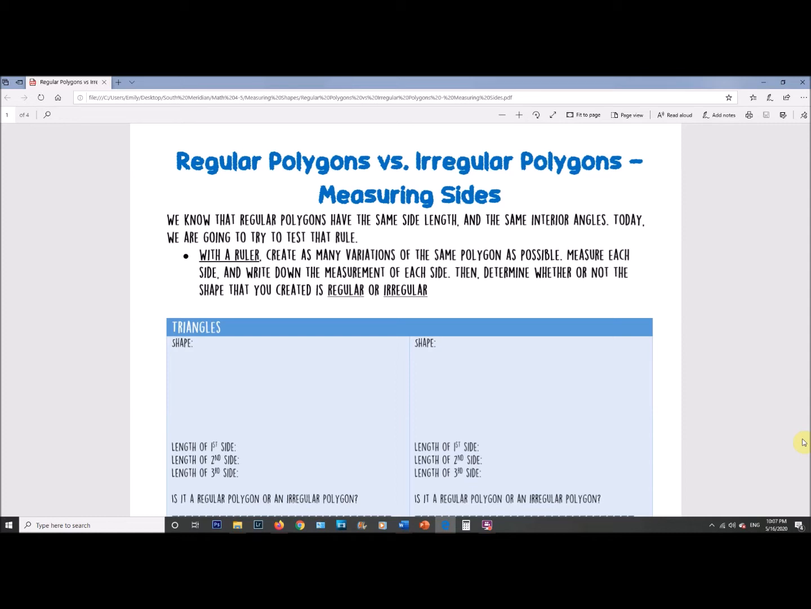So let's say you have a triangle and you measure side 1, side 2, side 3, and they're all the same length. Then in theory, it should be a regular polygon, a regular triangle. If, however, you measure and side 1 is slightly longer than any of the other two sides, then in theory it's supposed to be an irregular polygon. So we're going to try and test that rule because we can.